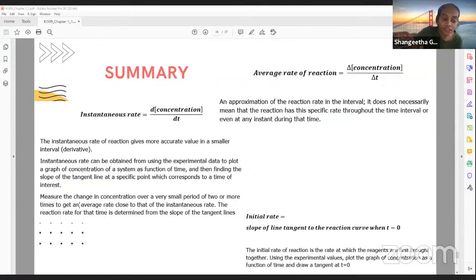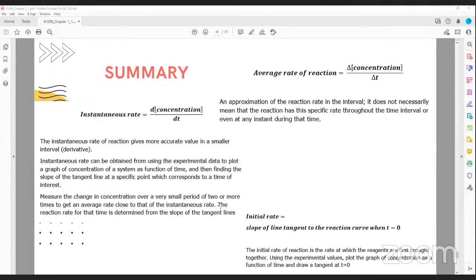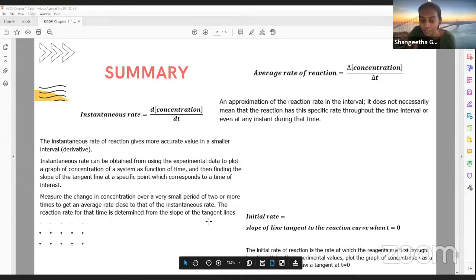So you measure the change in concentration over a very small period of two or more times to get an average rate close to the instantaneous rate. The reaction rate for that time is determined from the slope of the tangent line.